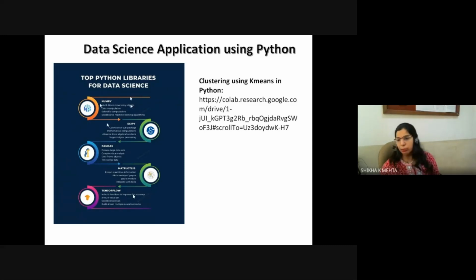If we had time, I could have covered clustering using k-means in Python, but I think we don't have time. Since we are running short of time, I'm done for the day.